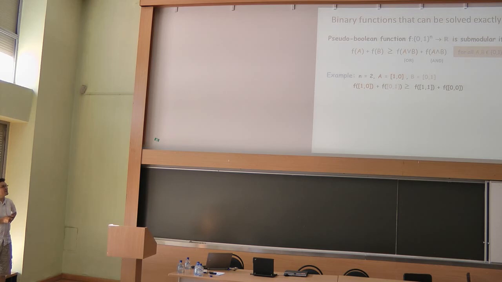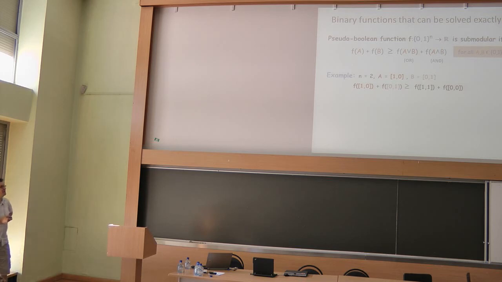And this is the submodularity condition. So for instance, if we have only two pixels or two nodes with binary labels, then we look at all of the sets A and B which comprise two variables. So it can be 0,0, 1,0, 0,1, or 1,1, and you have to plug it in here, the sets A and B, and it always has to be greater or equal than if you do the OR and the AND operation on these sets.